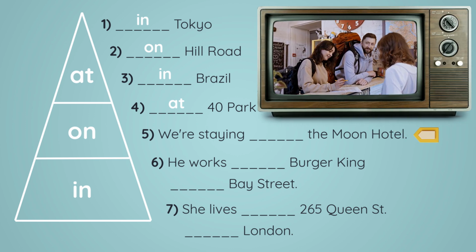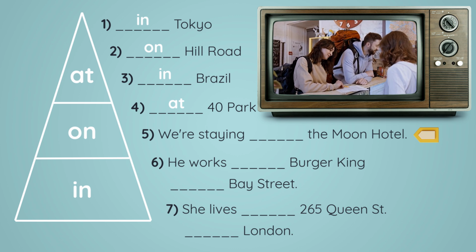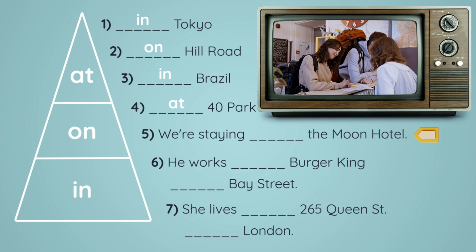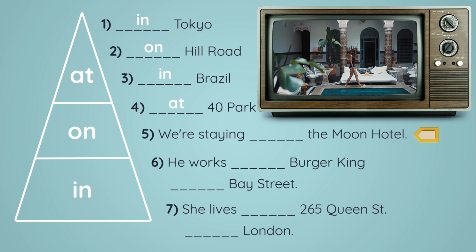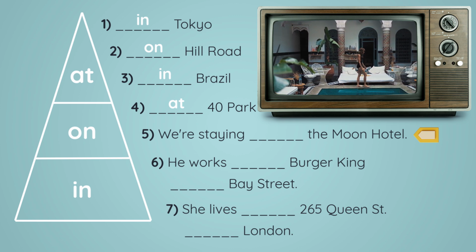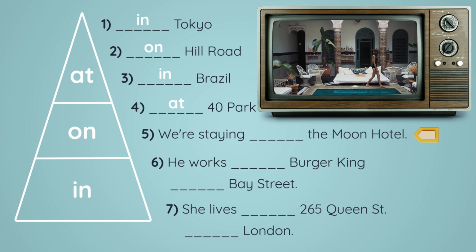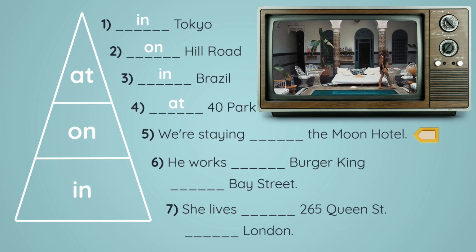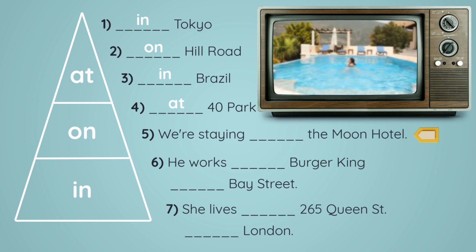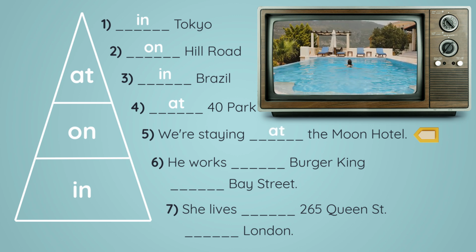We're staying, blank, the Moon Hotel. What should it be? Think about it in terms of how specific it is. In this case, it's again very specific. So we say, we are staying at the Moon Hotel.